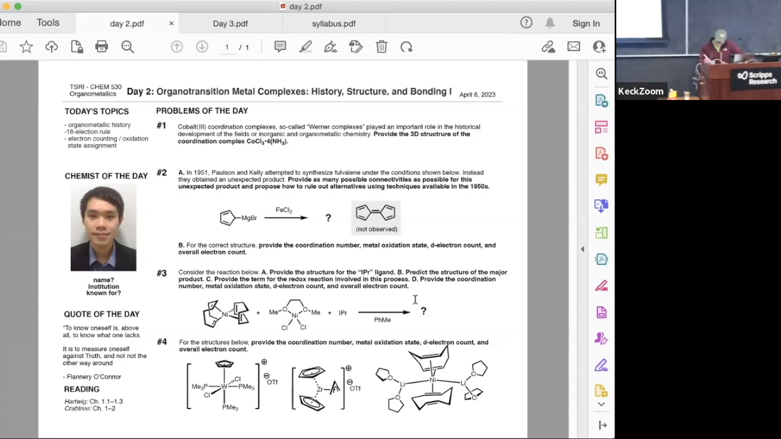And maybe just to kickstart things before giving everyone a chance to think about it on their own, can somebody tell me what the structure of IPr is? This diisopropyl imidazole. Okay, and saturated or unsaturated backbone? It's not an acid FDR, so it's unsaturated. It is unsaturated, right?